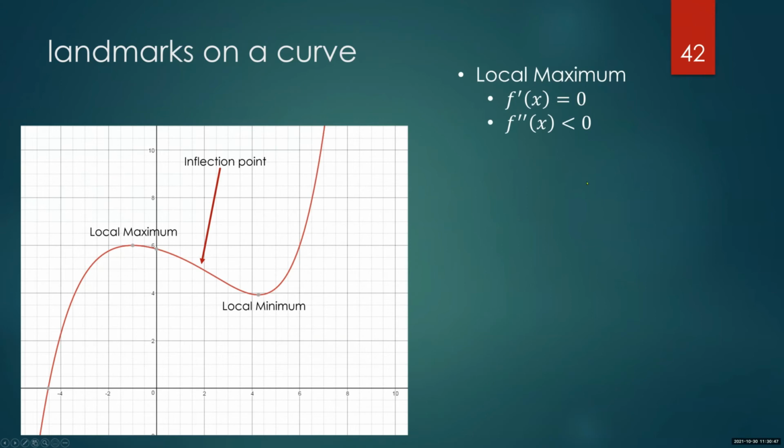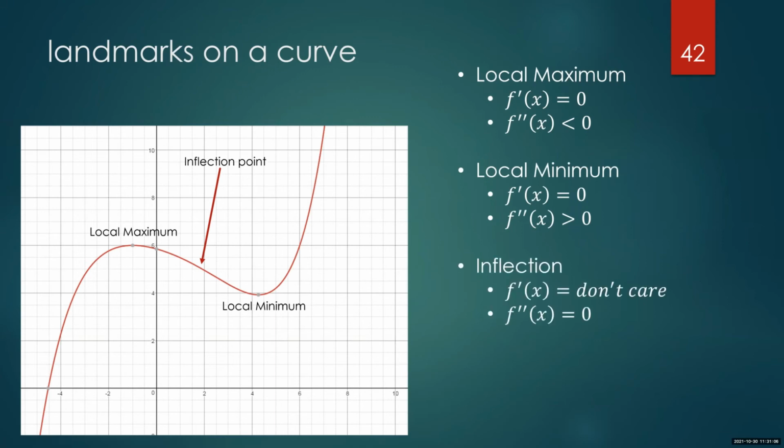So at a local maximum, f dash of x is equal to 0, and f double dash of x is negative. At a local minimum, f dash of x is equal to 0, and f double dash of x is greater than 0. At the inflection point, f dash of x we don't care, but the really important thing is that f double dash of x is equal to 0.